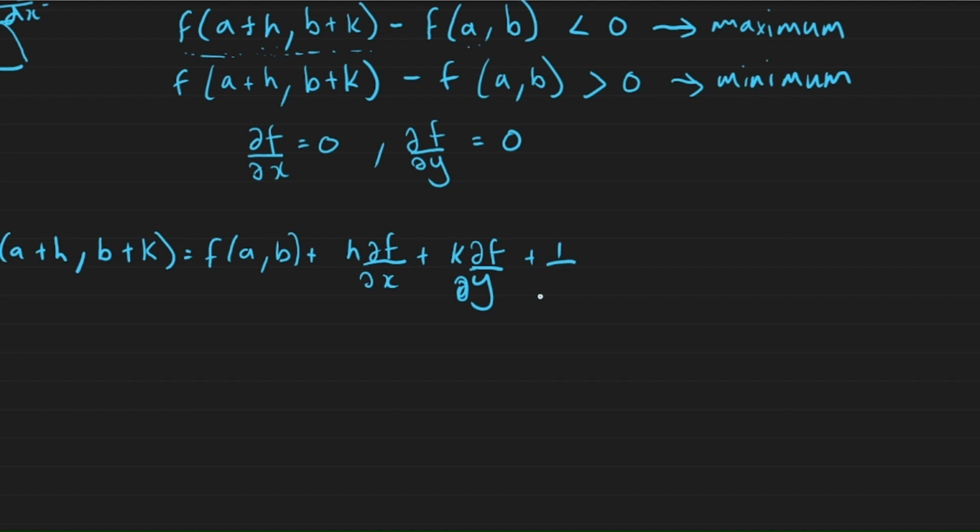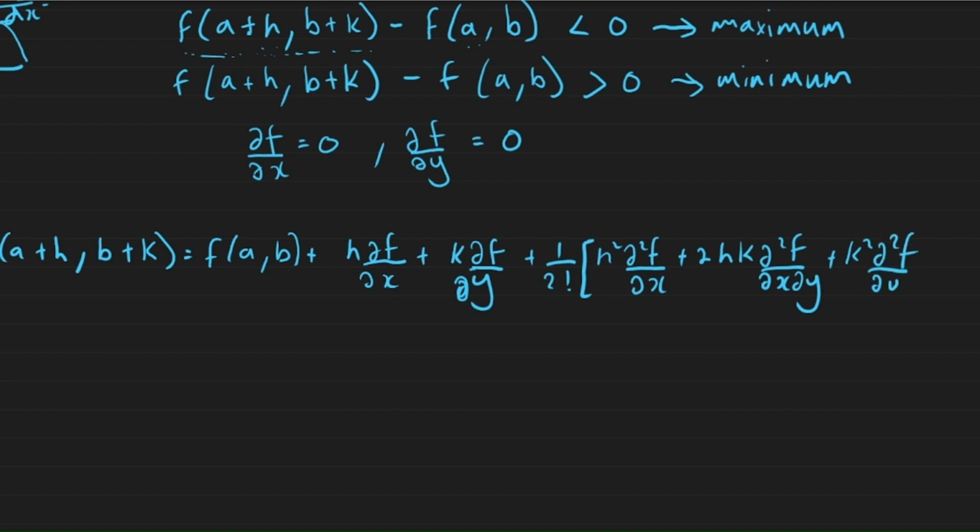Then we look at the second order derivatives. It starts off with 1 over 2 factorial, all multiplied by h squared times the second derivative with respect to x. And remember, we have two mixed partials, so we have a 2 in front there because there are two of them. Then we have h times k, and of course the second derivative with respect to both variables. And then lastly, k squared times the second derivative with respect to y. And we'll have higher order terms, but we will neglect these because it can be done so in this illustration.